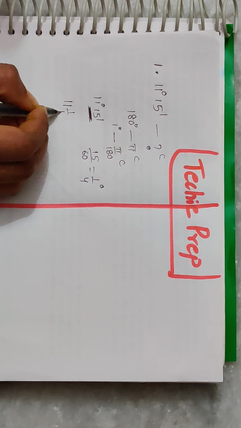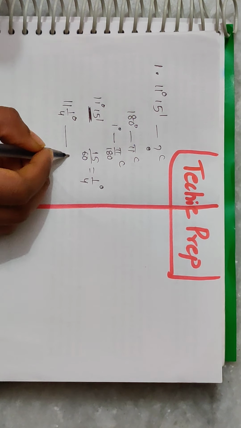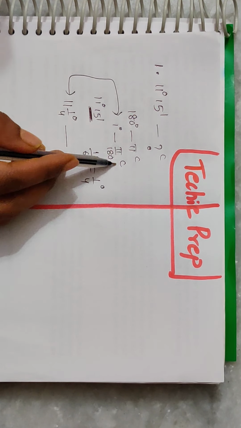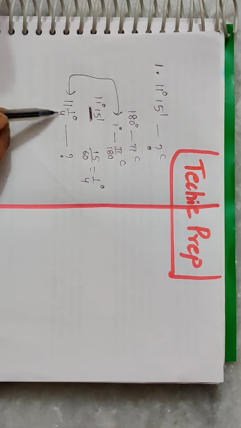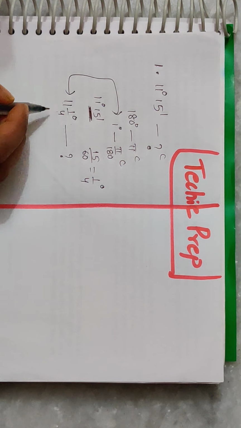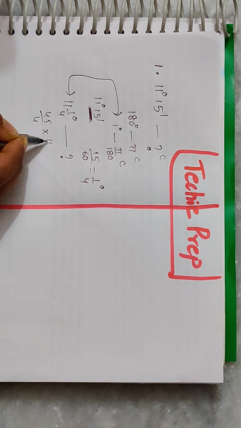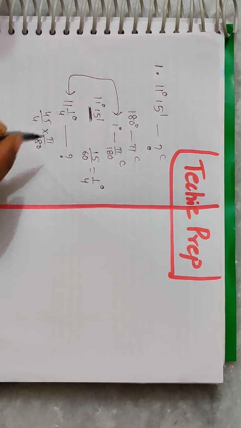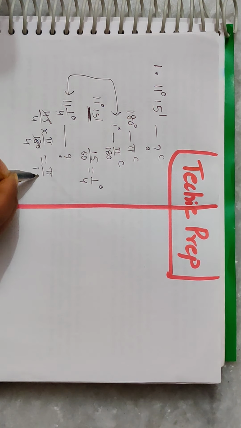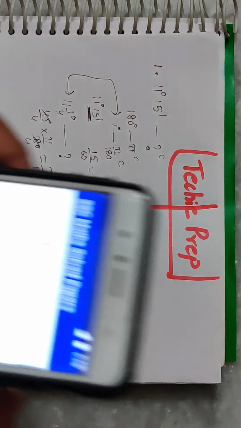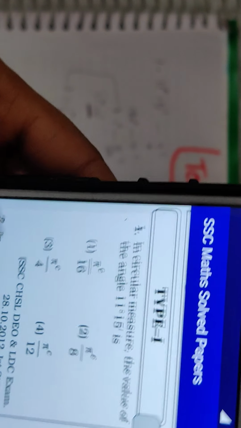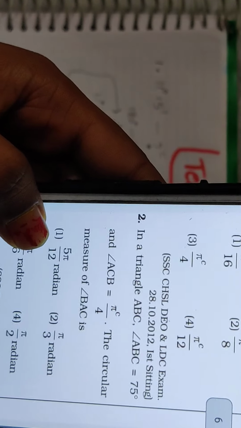Now 11 1 by 4 degrees is how much in radians? Already we know that 1 degree is pi by 180 radians. 11 1 by 4 degrees is how much? This is 11 4s are 44 plus 1, 45 by 4 into pi by 180. 45 4 times is 180. Pi by 16 radians. You can see the options, the first option is the correct one. Next, going to the second question.